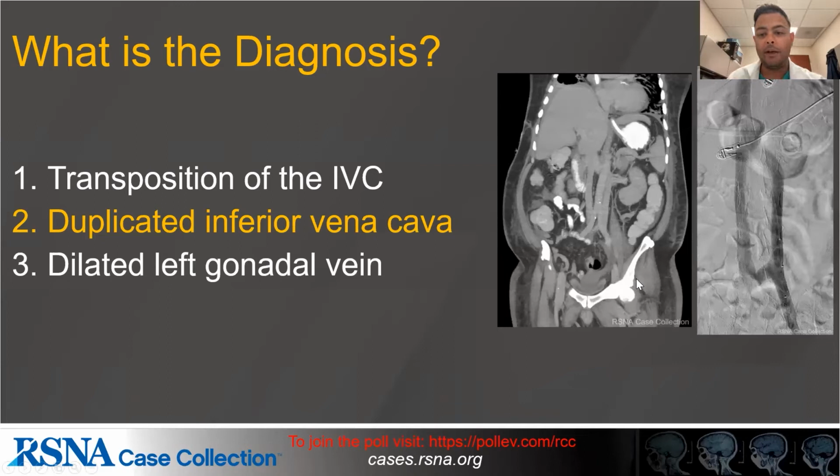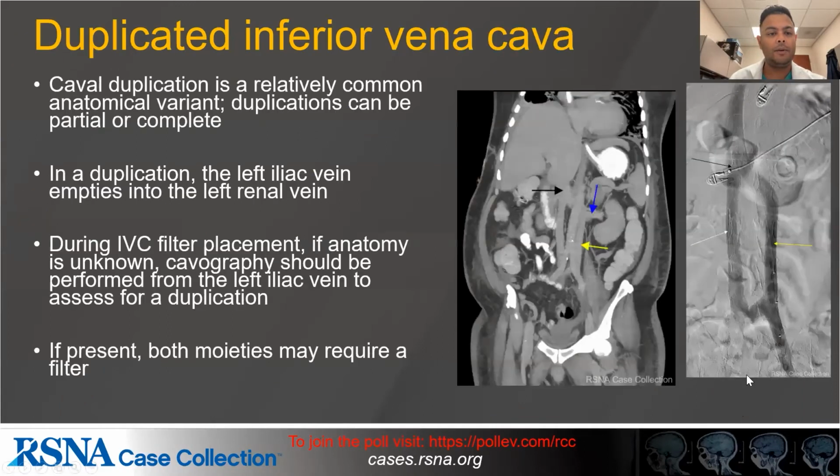So what is the diagnosis? This is a duplicated inferior vena cava. We'll go to the case explanation. So caval duplication is a relatively common anatomical variant. Duplications can be partial, can be complete, almost form a vascular ring, as you see in this image here, where the left moiety has a connection both cranially at the level of the left renal vein, as well as caudally at the level of the right common iliac vein. In a duplication, the left iliac vein empties into the left renal vein, as I just mentioned.